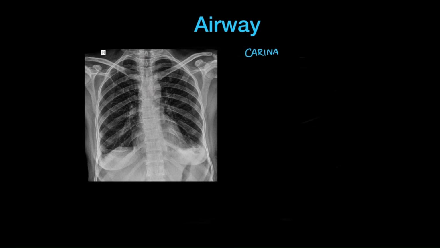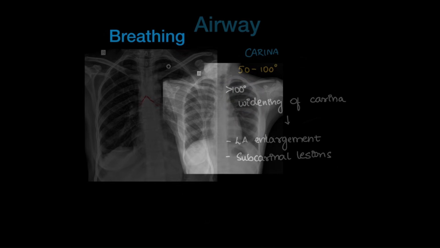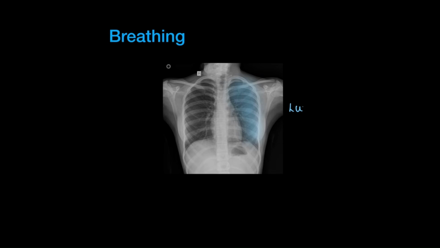Next thing regarding airways is we have to see the carina. Normally it is 50 to 100 degrees. More than 100 degrees means there is widening of the carina. Multiple causes are there, we will not go into detail, like left atrial enlargement, subcarinal lesions, etc. We are done with A of ABCDE.